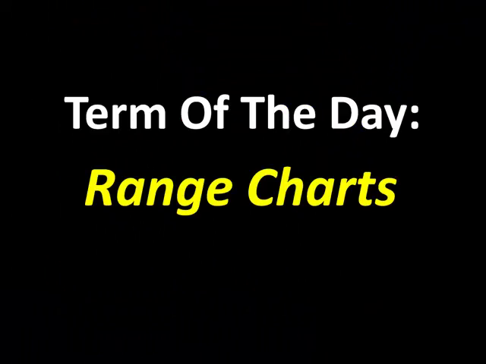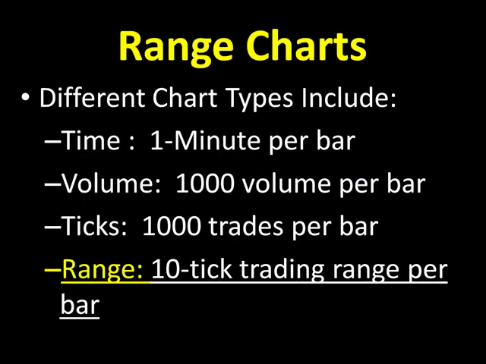Term of the day today, guys, is range charts. Now, range charts, what are these? We hear this question all the time in our live trade room. There are really ultimately 4 main types of different charts. There's time charts. You've got volume charts, which of course are going to tell you how much volume is in each bar, so 1,000 volume per bar. A tick chart will be 1,000 ticks or 1,000 trades per bar.